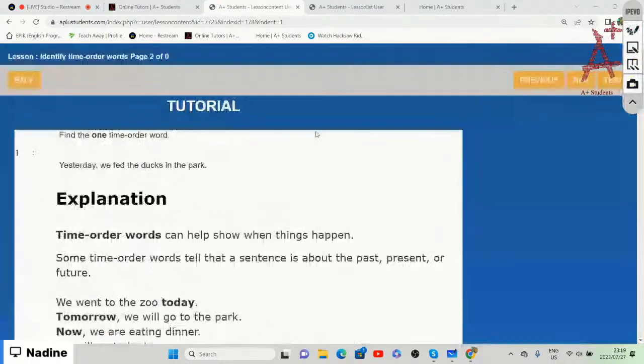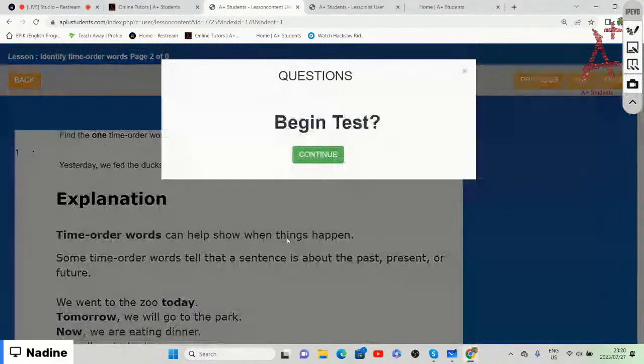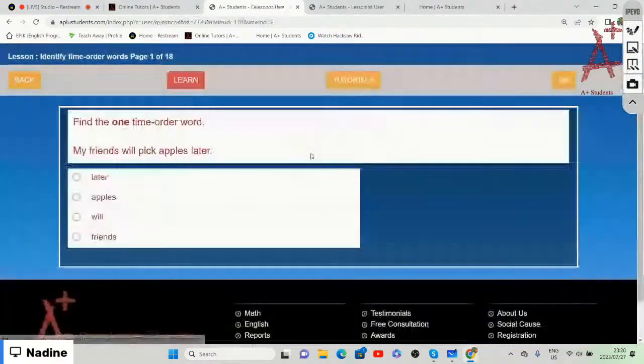All right, so now we are going to our test, right? We're going to test ourselves on identifying time order words, and we're going to begin the test. All right, we need to find one time order word, right? So we need to select the one time order word.